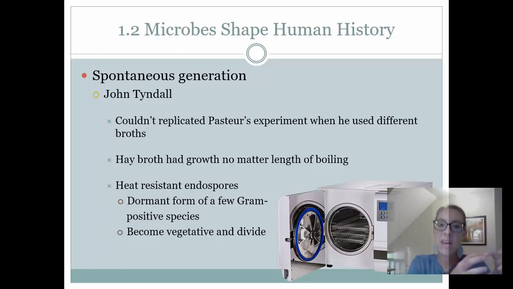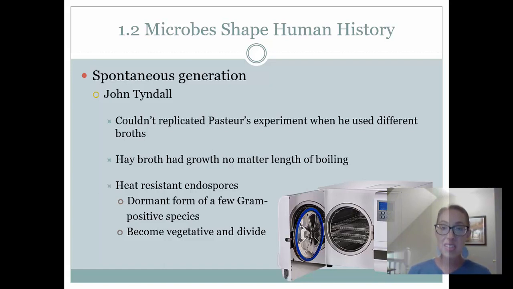He picked up some hay, put it in water, boiled it to drive the nutrients out into the water, took the hay away, and then he had a hay broth. But when he completed the exact same steps that Pasteur did, he didn't tip his swan neck flask, but it still grew bacteria. It became cloudy. And so it took a very long time for us to figure out what was going on with Tyndall's experiments.